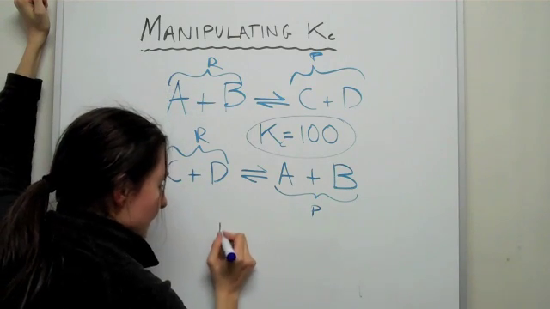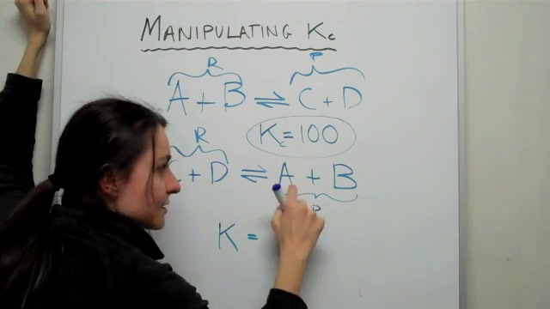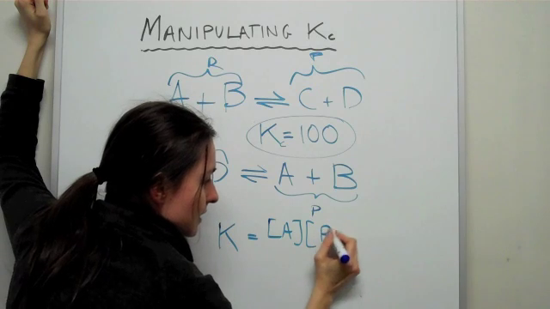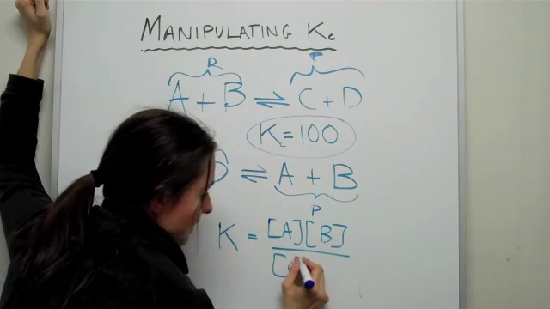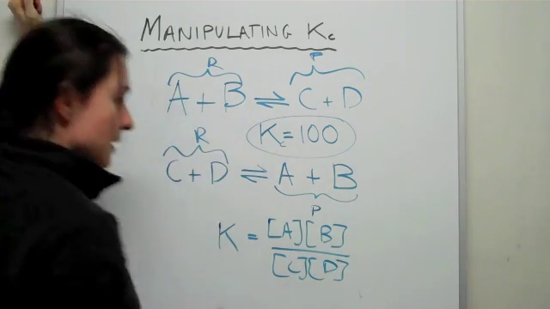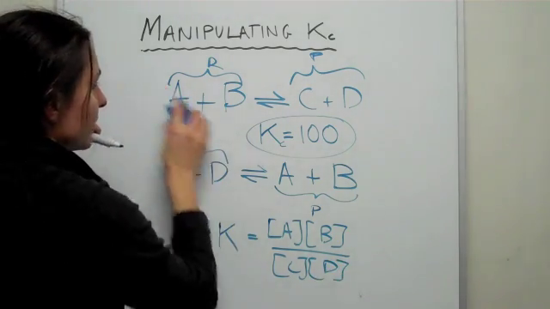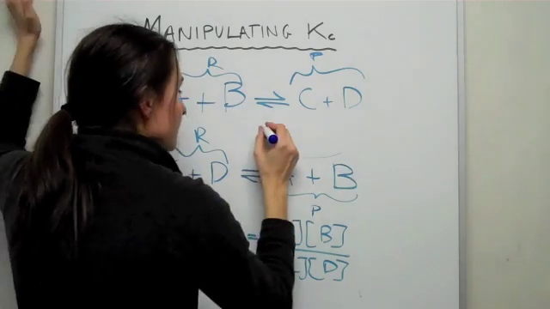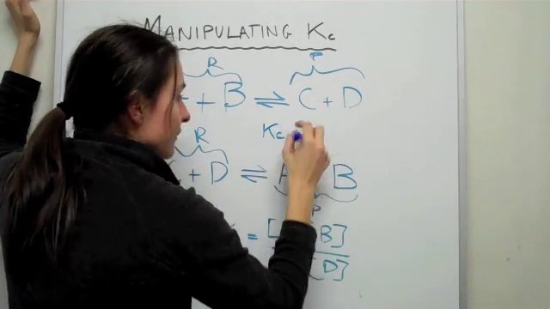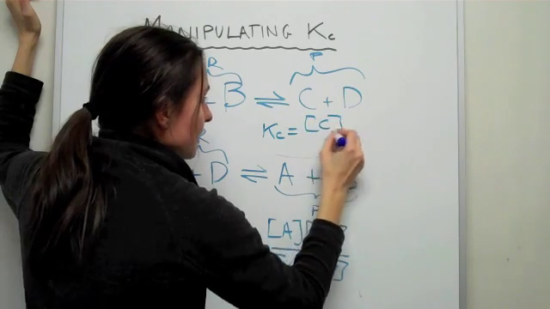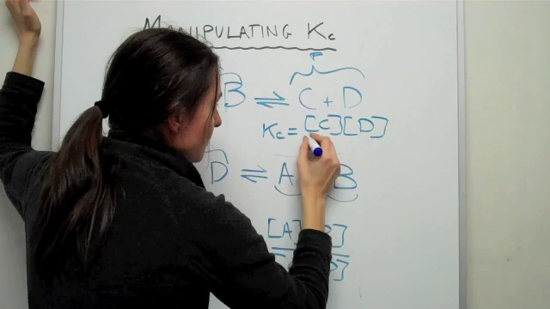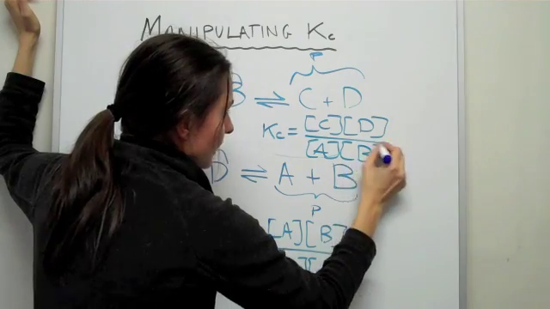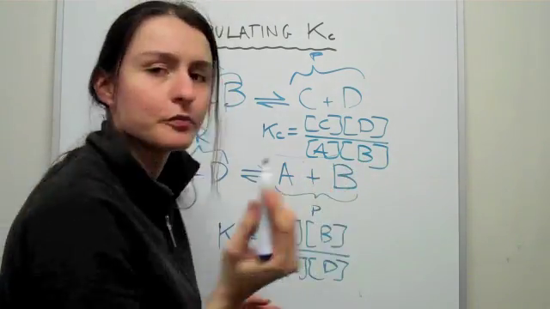We still calculate the K value in the same way. We still put the products on top: A times B divided by C times D. If you compare that to the very original K value, it would be in the reverse order. The Kc value for the original expression is C times D divided by A times B.